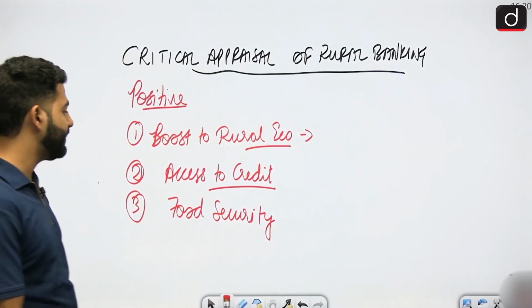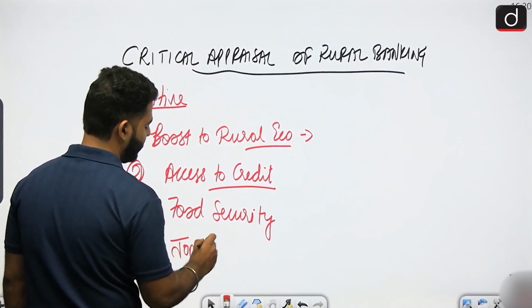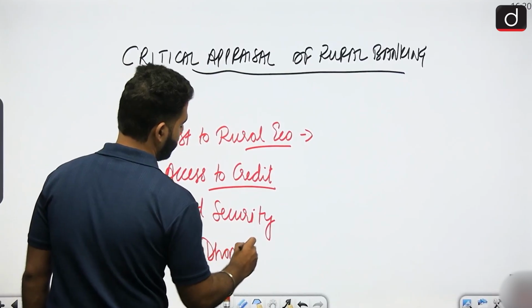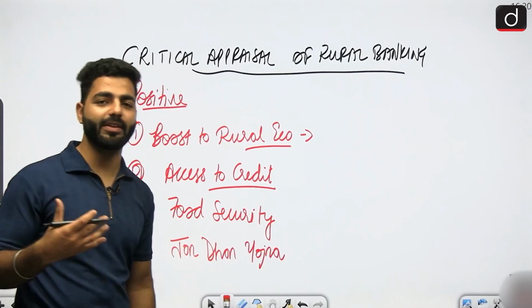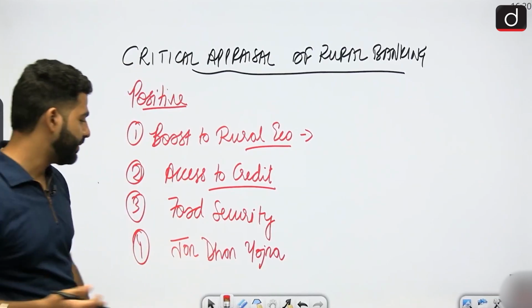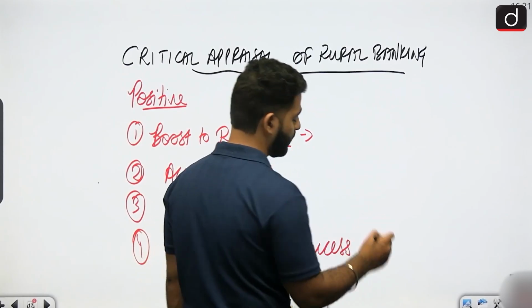And fourth is the Jan Dhan Yojana success, which we will talk about in detail. But right now, just write the basic 4 points that you have to talk about when you talk about the positive aspects of rural banking in India. Jan Dhan Yojana success. So please note it down.